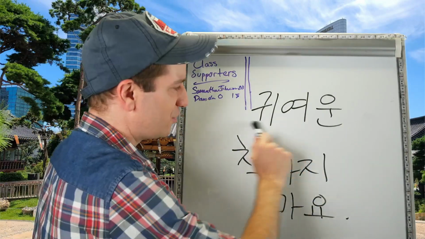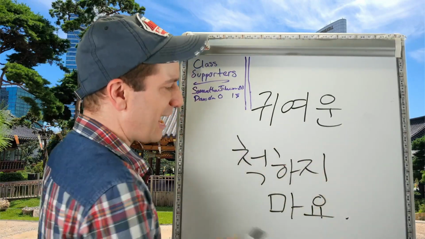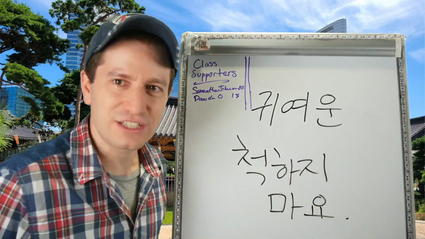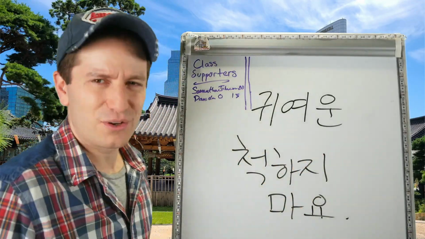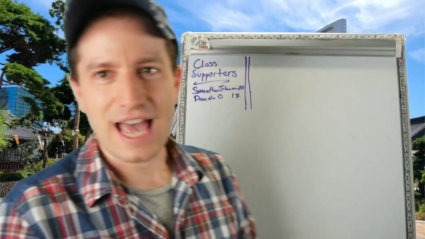귀엽다, to be cute. 귀여운 척하지 마요. Don't pretend, don't act like you're cute. Don't act cute. 귀여운 척하지 마요. Don't act cute. So, that is the lesson.